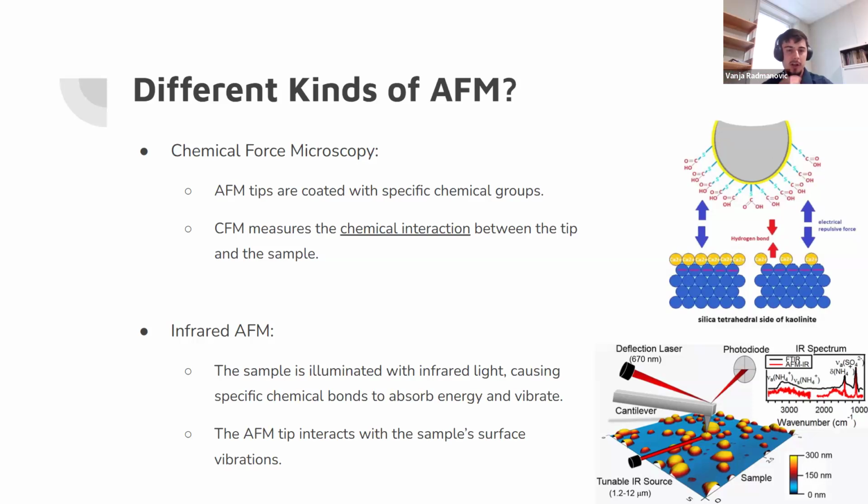And the last one to quickly talk about is infrared AFM, which is very similar to other AFM, except the sample is first illuminated with infrared light, which is absorbed by very specific chemical bonds that absorb energy and vibrate. And then as the tip interacts with the sample, it can detect these areas of surface vibrations. And basically, not only do you get a topographical map, but you can also get some information on the chemical composition of certain parts of the map, some of the orientation, some of the other properties of the material.